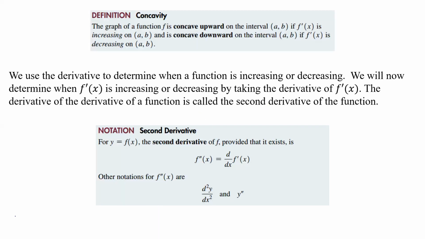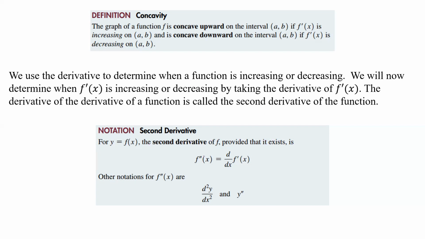We use the derivative to determine when a function is increasing or decreasing, and we will now determine when the derivative is increasing or decreasing by taking the derivative of the derivative. The derivative of the derivative is called the second derivative of the function. So the second derivative of f for y equals f of x, provided that it exists, is f double prime.